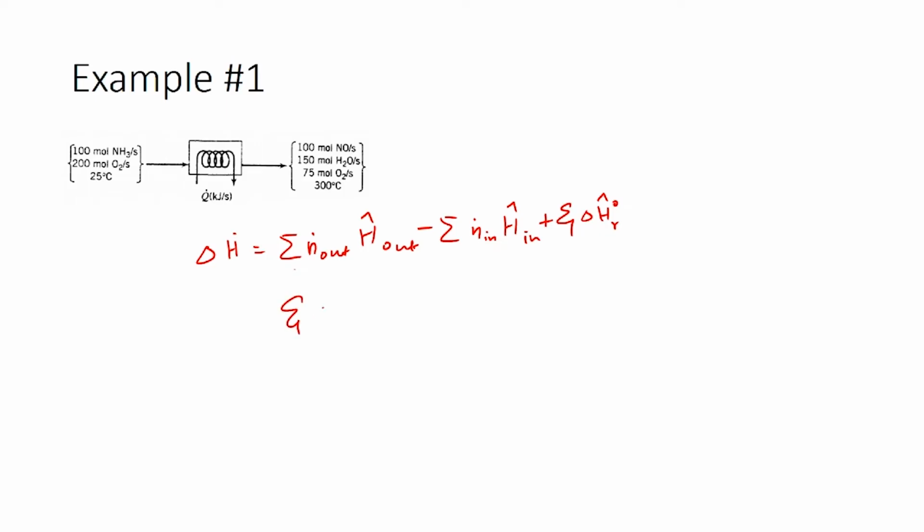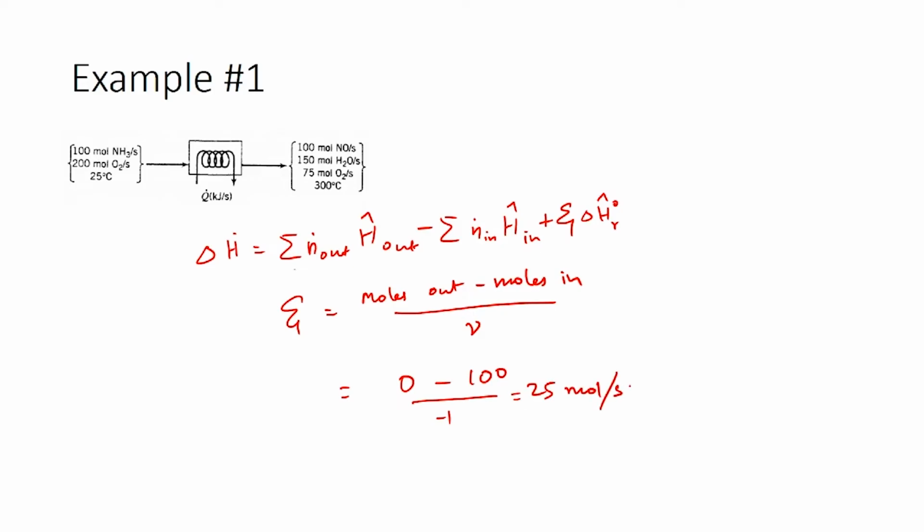Let us now calculate the extent of reaction. It is moles out minus moles in divided by stoichiometric coefficient. So, if we were to take ammonia, then moles out would be 0, moles in would be 100, and if you divide it by the stoichiometric coefficient, which I am calling as -1 because you have it as a reactant, this would be equal to 25 moles per second.